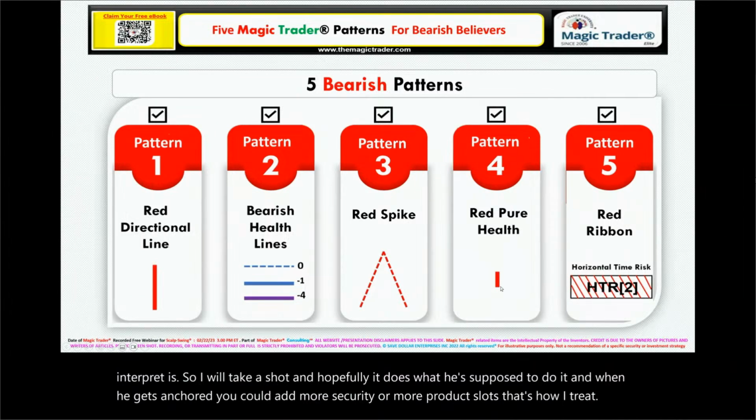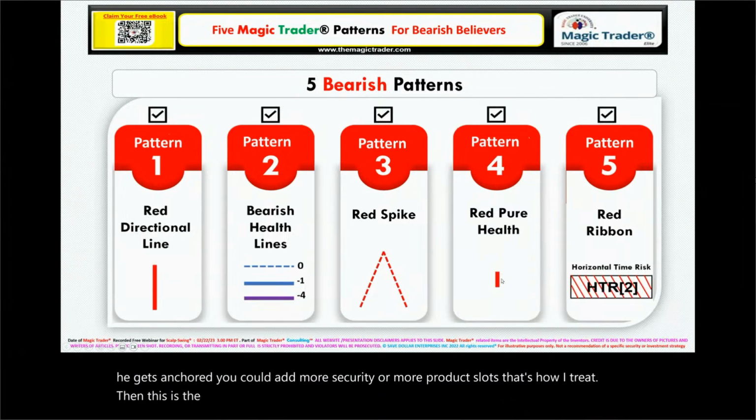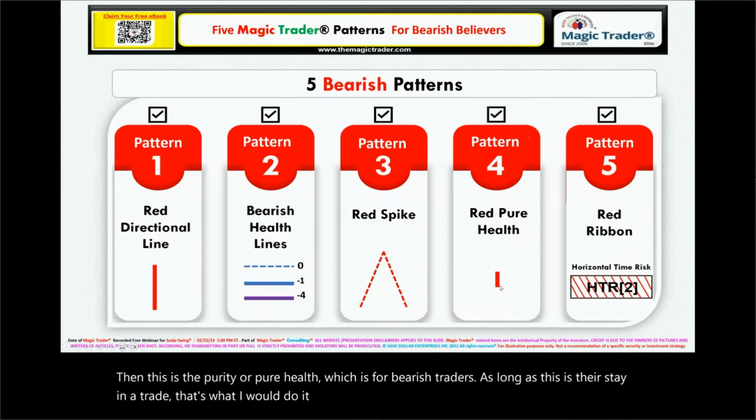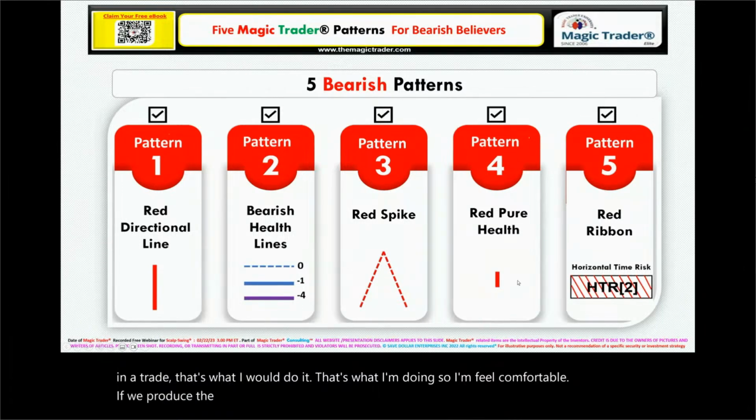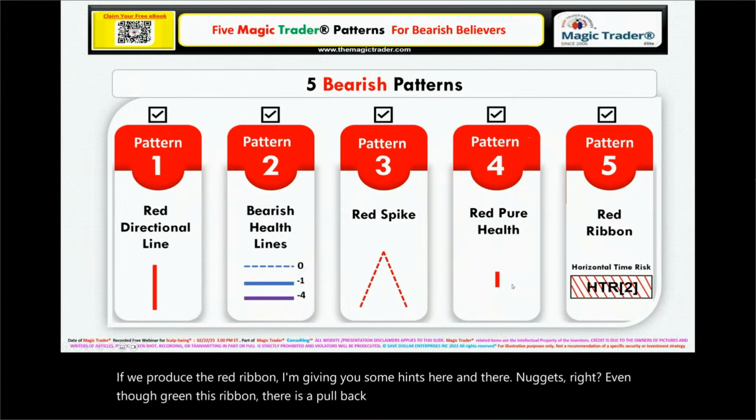Then this is the purity or pure health, which is for bearish traders. As long as this is there, stay in a trade. That's what I would do, and that's what I'm doing, so I feel comfortable. And if it is the red ribbon, I'm giving you some hints here and there, nuggets, right? Even though the ribbon is green, there's a pullback happening, so I take advantage of that.